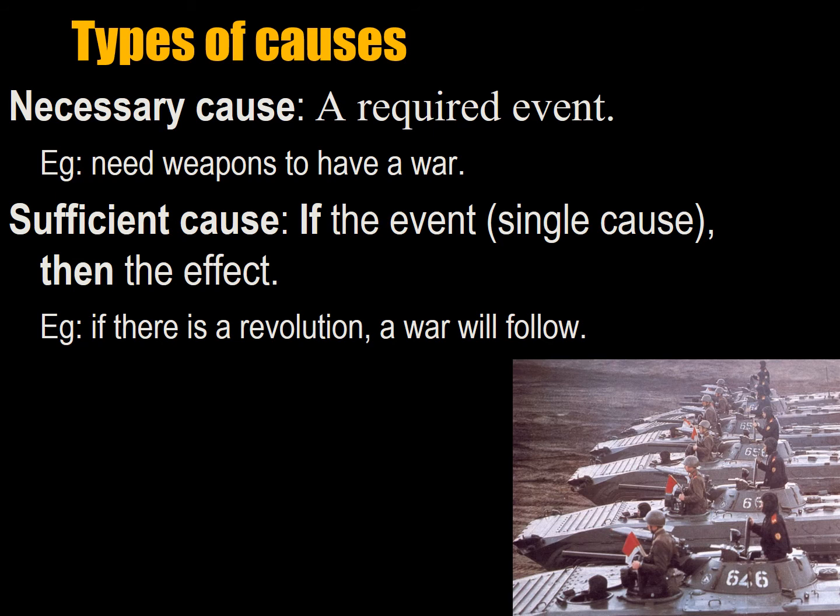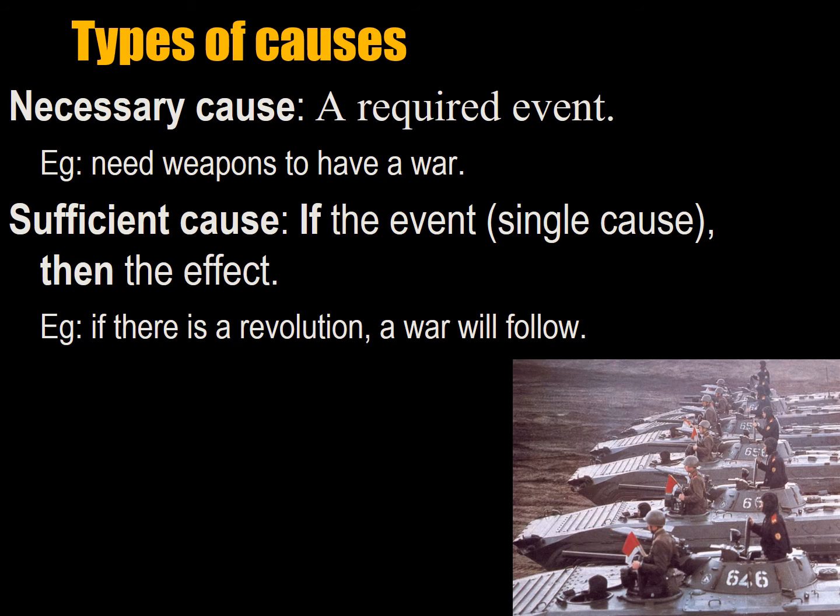A second type of cause is a sufficient cause. This is modeled by an if-then statement. If this cause is observed, the effect will invariably follow. So, if there's a revolution, a war will follow. This is a very commonly held belief in the social sciences.